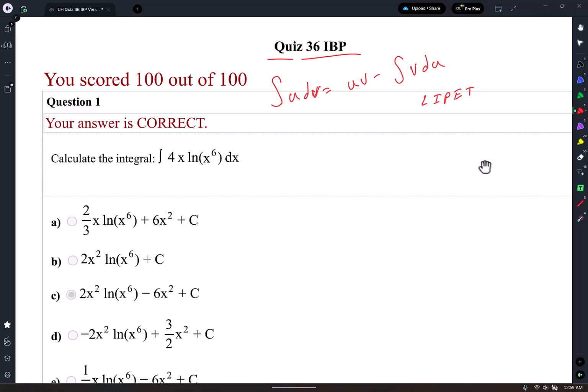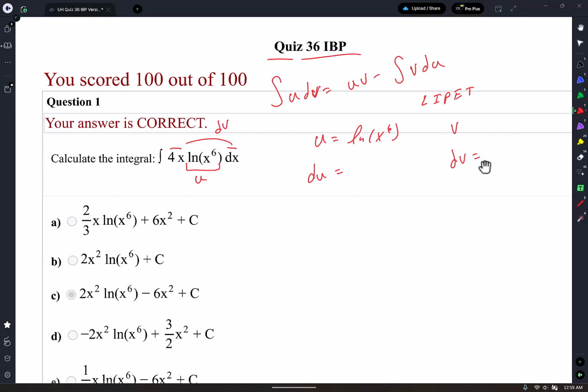So I look at this and I'm like, okay, that means I'm going to make this my u, and I'm going to make the 4x with the dx in there my dv. So u equals ln of x to the 6. If you want, you can move the 6 to the front, it doesn't really matter. I see ln x to the 6 as my log in there. Again, you could have used log properties, but that's fine. That's u, du, and v, dv.